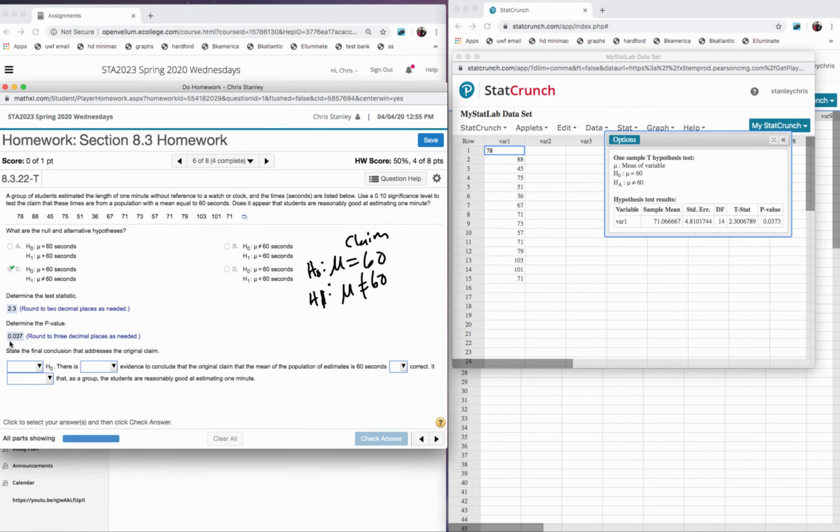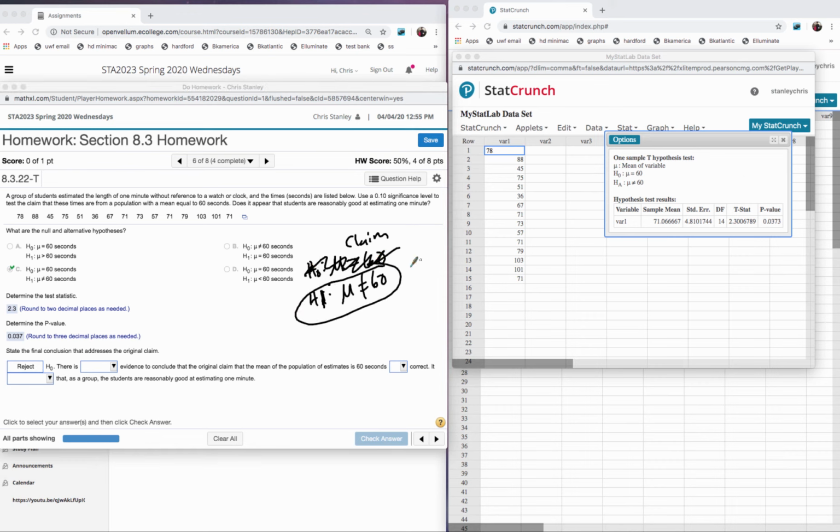Okay, now we look at this. 0.03 compared to the 10%. 0.03 is less than that, so we should be rejecting this null. So I'm rejecting this right here. So if I reject that, I think this is true. So that means I have sufficient evidence to believe that it's not 60. So there is sufficient evidence to conclude that the original claim of paternity is not correct. It does not appear that they're good at it, because I just rejected the 60.